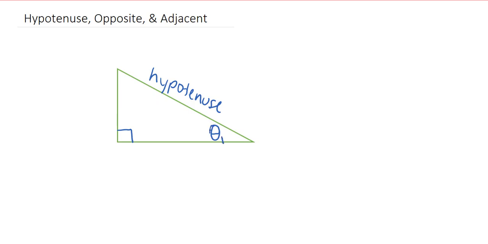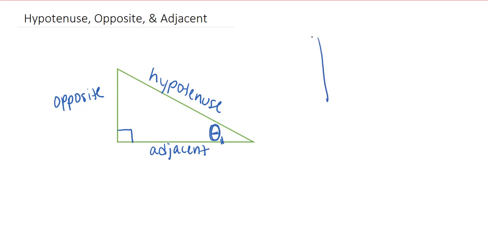There are multiple angles, but we're going to talk about this one right here. If you're looking at an opposite side, the opposite side of this angle is going to be right here. And then what's our adjacent side? Well, it'll be right here, right next to it. So these are different things.